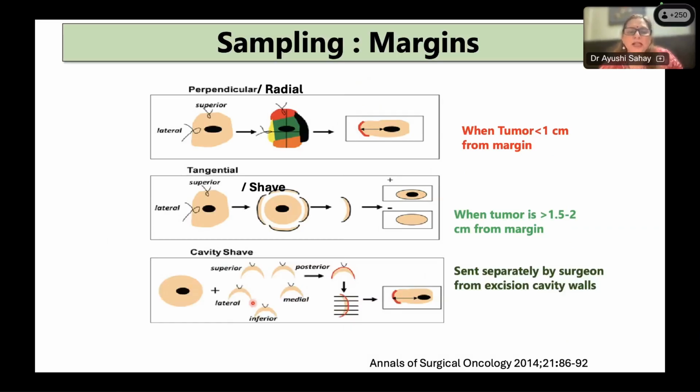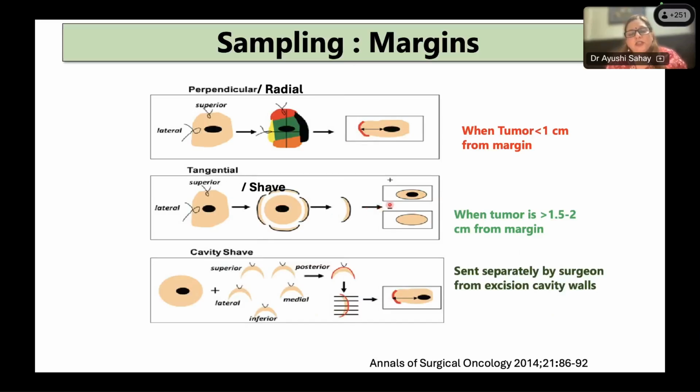And how do you sample? As I said, when the tumor is less than 1 centimeter from the margin, a radial margin is definitely very good, because it will give you the proper orientation of the tumor. You can measure the distance as well as clearly see if the tumor is approaching the ink. And if the tumor is more than 1.5 to 2 centimeters away, and even for medial and lateral sections, most of the time a shave margin is given.